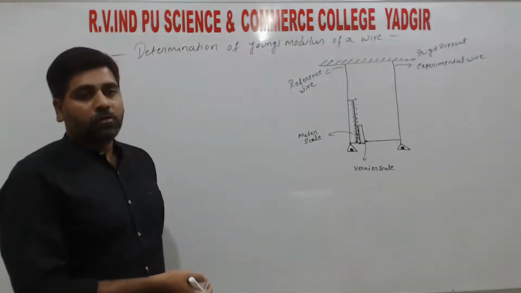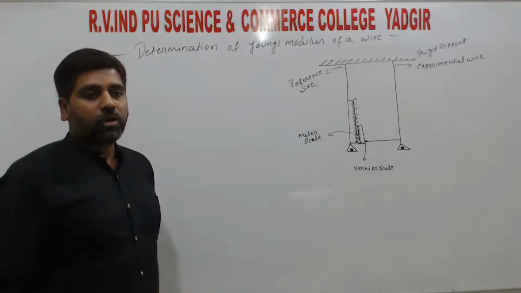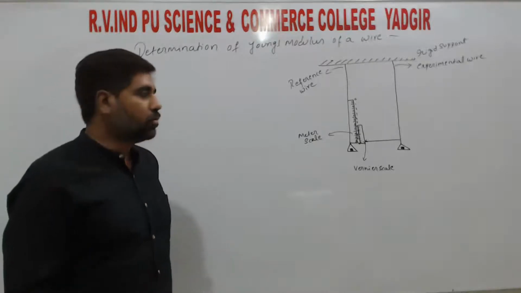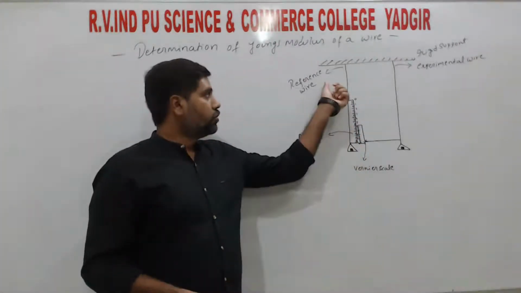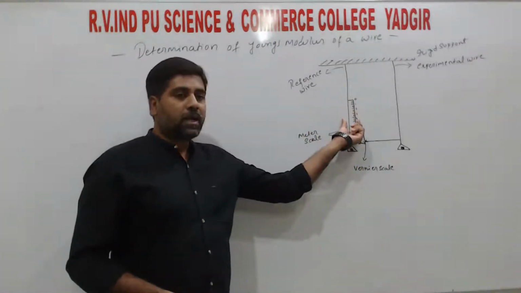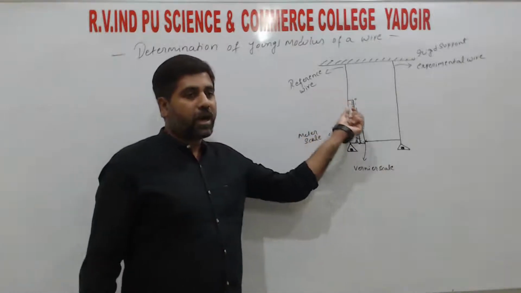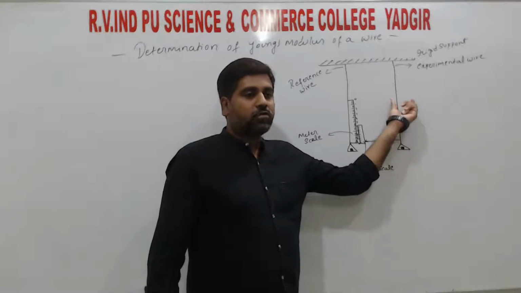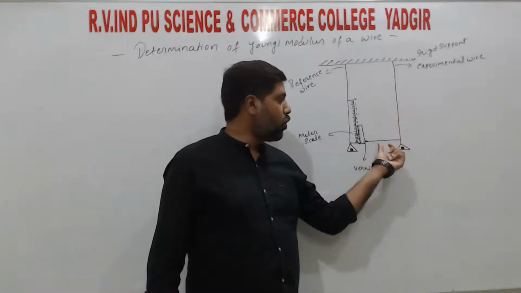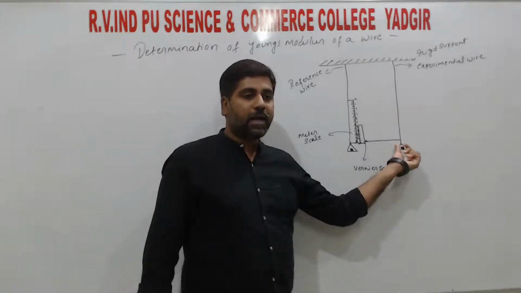It depends on how much length we take, and we can use it up to that. So here in this diagram we have up to 10 centimeter. One meter scale is attached to the reference wire and another wire, that is the experimental wire. Onto this experimental wire, one pointer is attached at the end of the second wire.